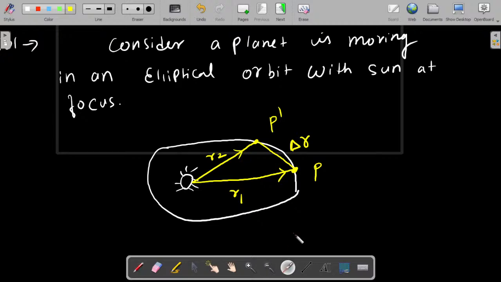In the first, the planet is here only. After some time it will move to P dash. P is the initial point of the planet. After some time it will move to P dash, and the sun is at a point, that is the focus of the elliptical path.